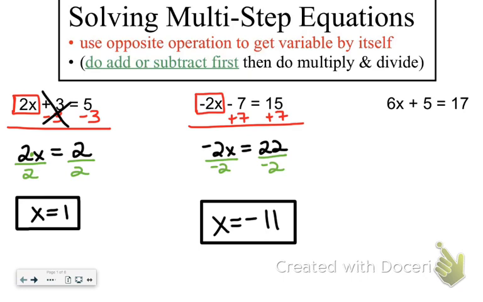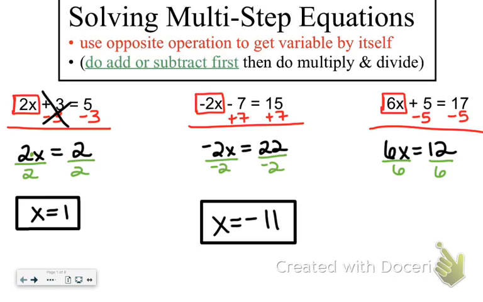Third example we're going to look at, 6x is the variable term, so that means that plus 5 needs to go. So the opposite of adding 5 is subtracting 5 from both sides. That leaves me with 6x is equal to 12 when the 5 and negative 5 cancel each other out. Next, since 6 is being multiplied by x, I need to divide both sides by 6. That gives me a final answer of positive 2.